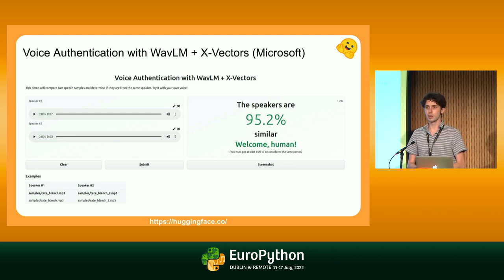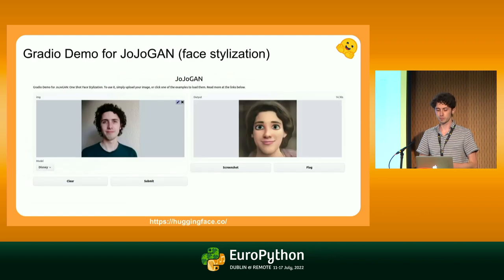So this one is from a paper from Microsoft. Microsoft actually built this demo. And it allows people to upload two different audio files, so someone speaking. And it allows to identify if it's the same person speaking or if the audios correspond to different persons. So it's a voice authentication. And this one is using a model called JojoGAN. So it allows to do face stylization. So here you see myself in Disney style.